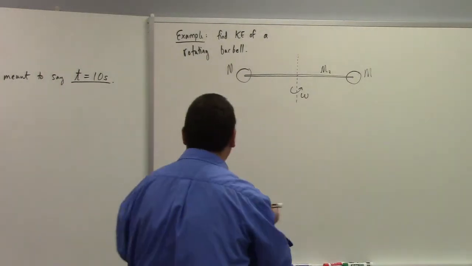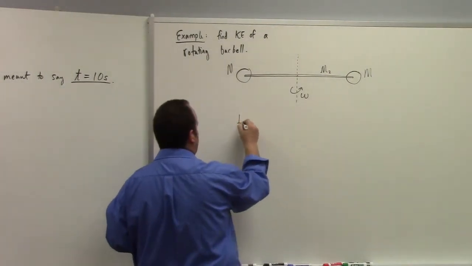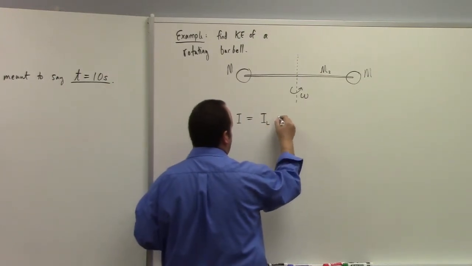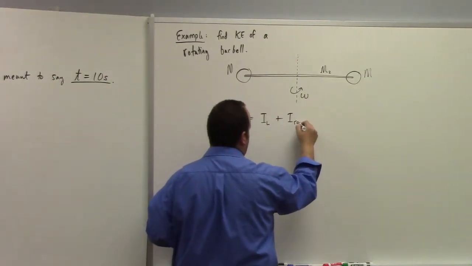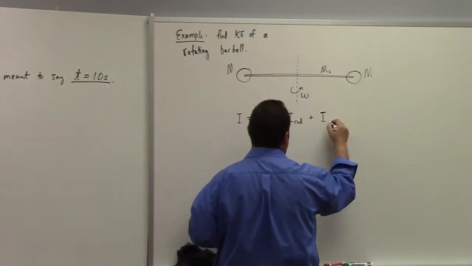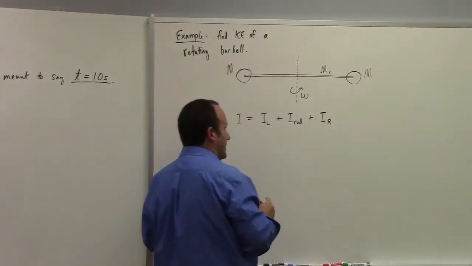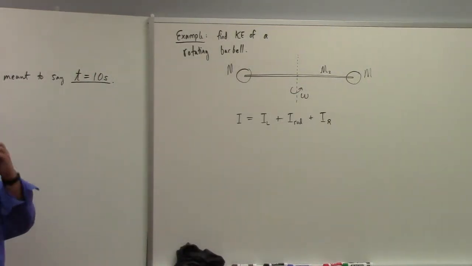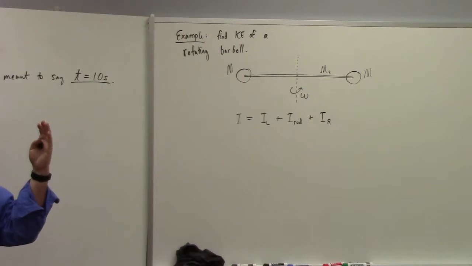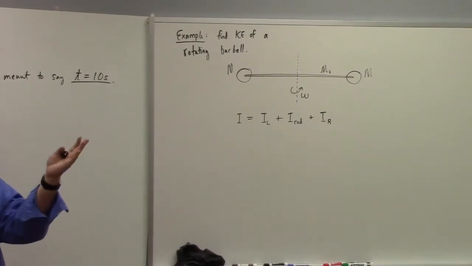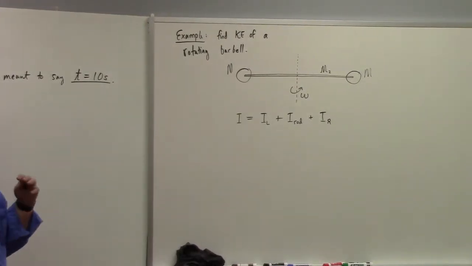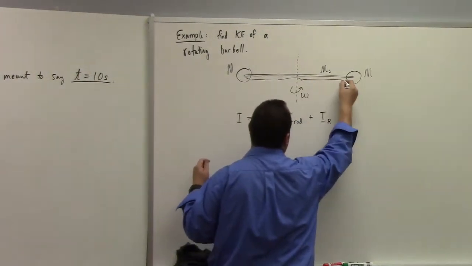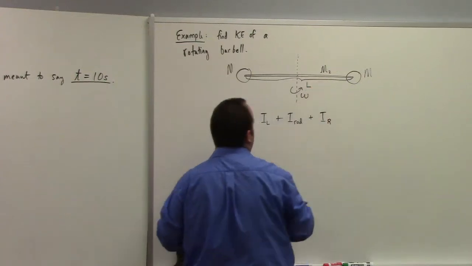All right, so what's the moment of inertia here? Inertia is equal to the moment of inertia for the left mass plus the moment of inertia for the rod plus the moment of inertia for the right mass. Now, the other thing I need to tell you in order for this problem to make sense is we need to know how long the rod is. So let's suppose that the length of the rod is L. So this distance is L.